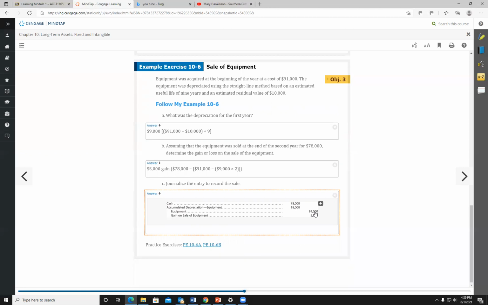So since $91,000 minus $18,000 is $73,000, and we sold it for $78,000, we get to then record a $5,000 gain on the sale of the equipment.